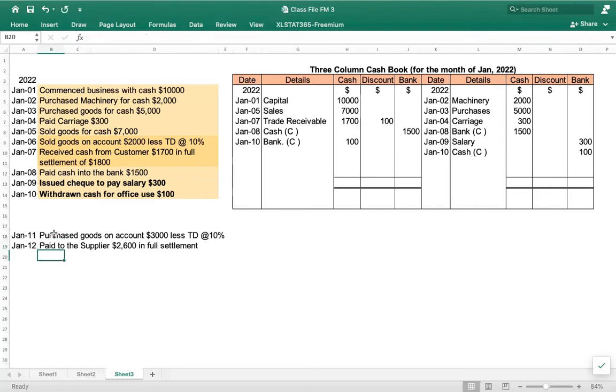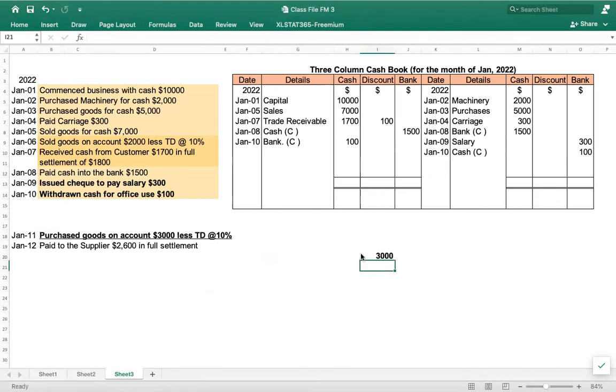Now tell me, what should I do with this transaction? Shall I record this or not? This Jan 11 transaction, shall I record or not? No, because it's on account and you cannot record it. Okay. Now, can you tell me what should I do?